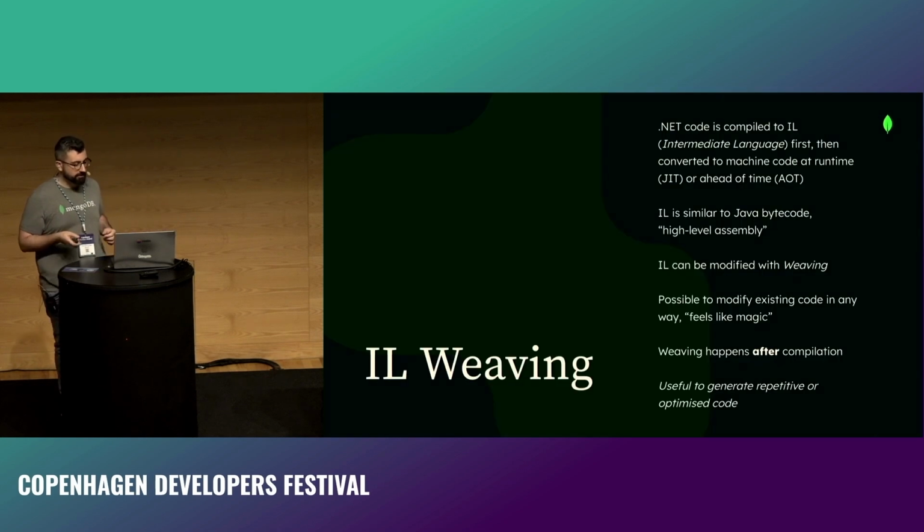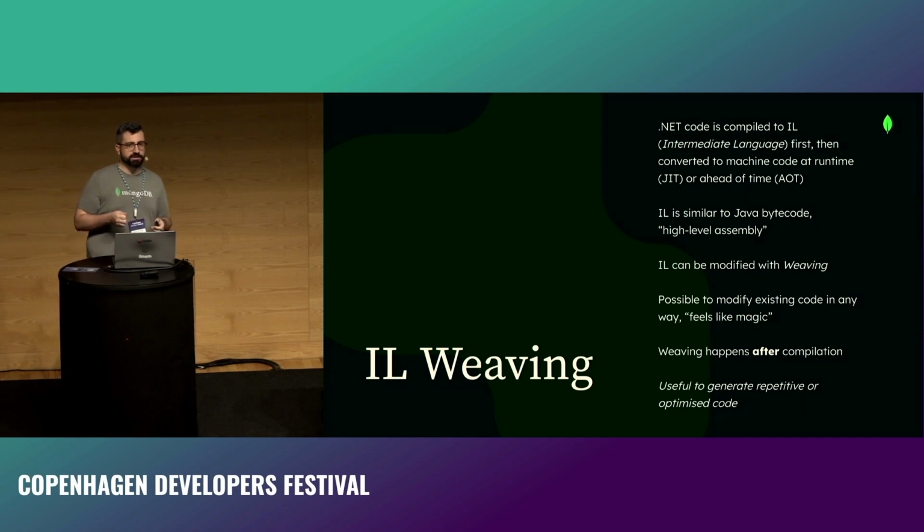So first of all, IL weaving. Have you ever heard of IL weaving? Couple of persons. 4. Perfect. So every time you compile your C# code, it gets compiled first to something called IL. That stands for intermediate language.